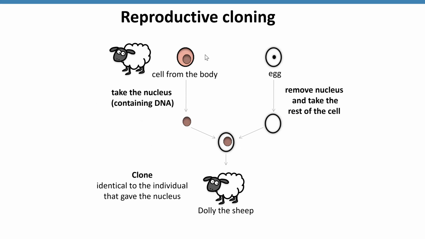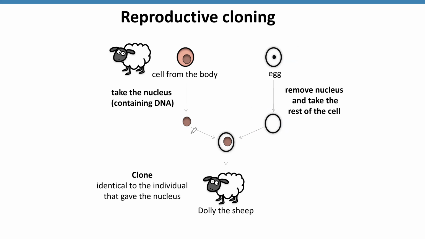In reproductive cloning, a cell from the body is used. We remove the nucleus from the cell, and we know that the nucleus has all the DNA. And we use an egg. We remove the nucleus from the egg, so the egg is used pretty much like a container. Remember, the human egg or ovum has all the organelles that we need. It has ribosomes, rough ER, Golgi apparatus, and it has its own DNA. But we will get rid of this DNA.